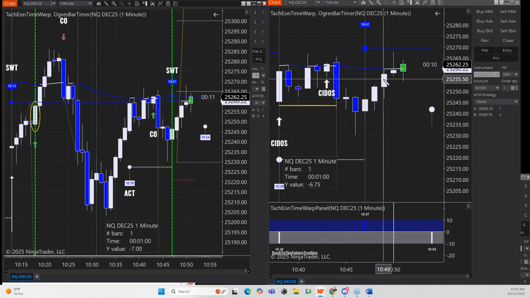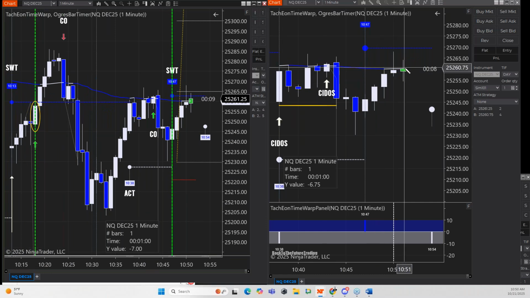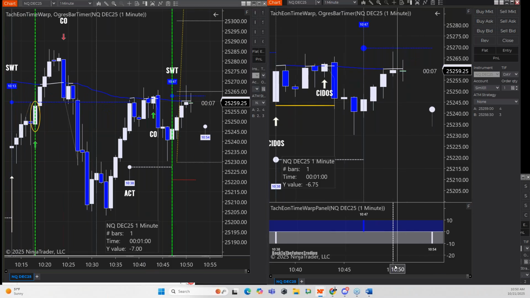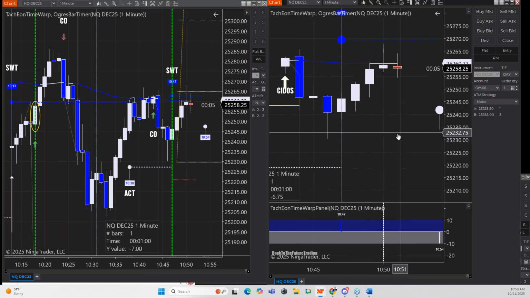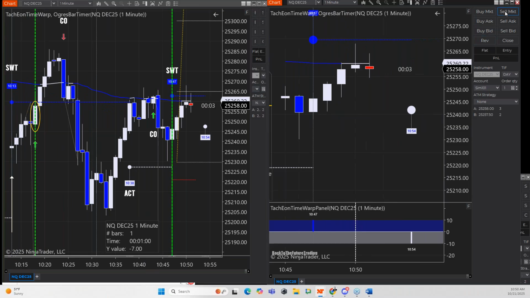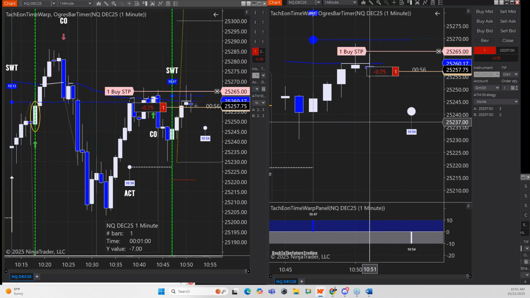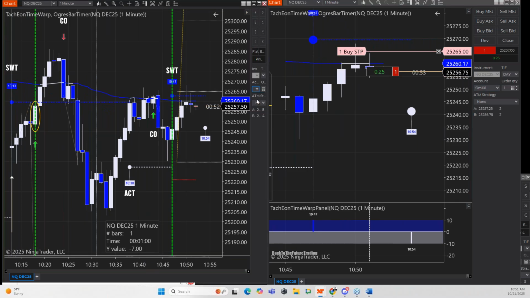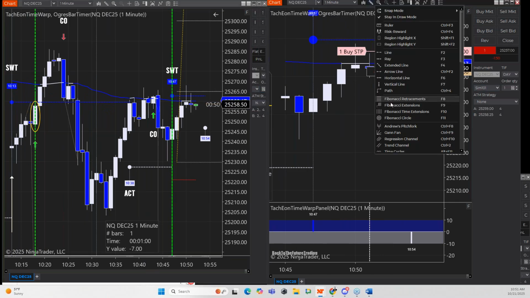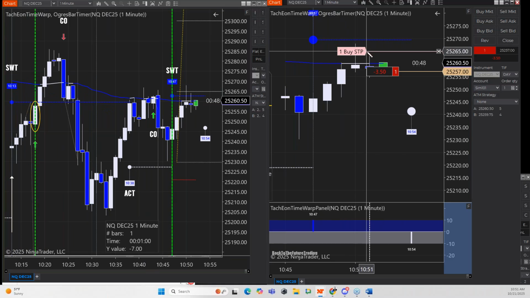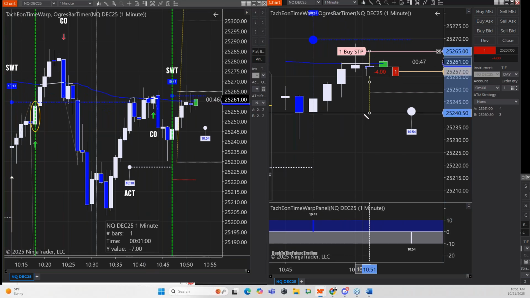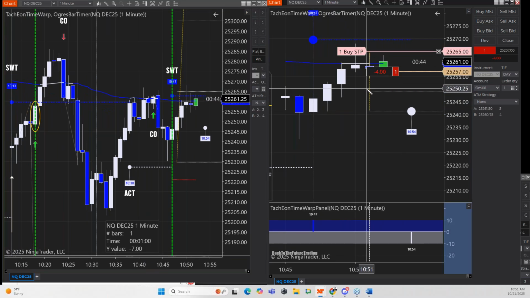No CDOS, no CDOS, 9 seconds to go. Still on the edge. 5, 4, 3, 2, 1. CDOS. Stop above the candle. Looking for a 1-to-1 RR, 2-to-1 if we want to go for trend.